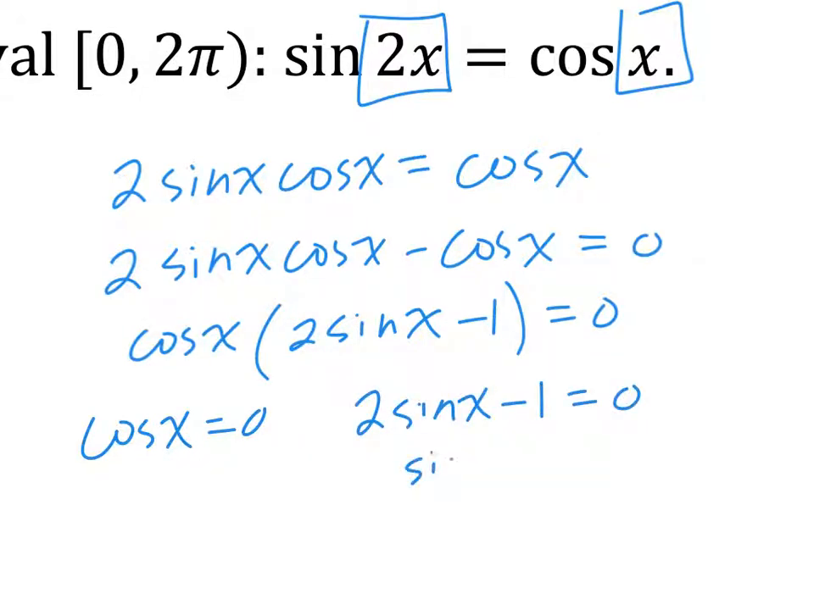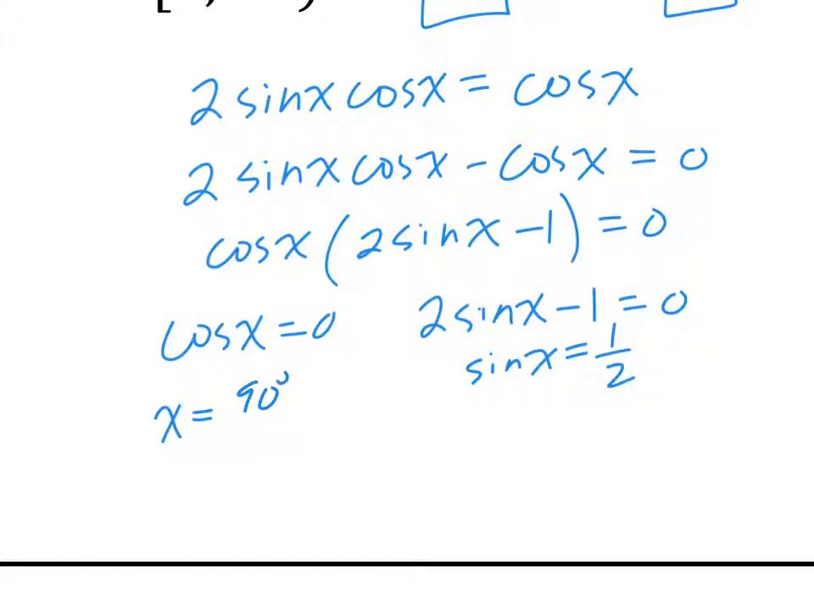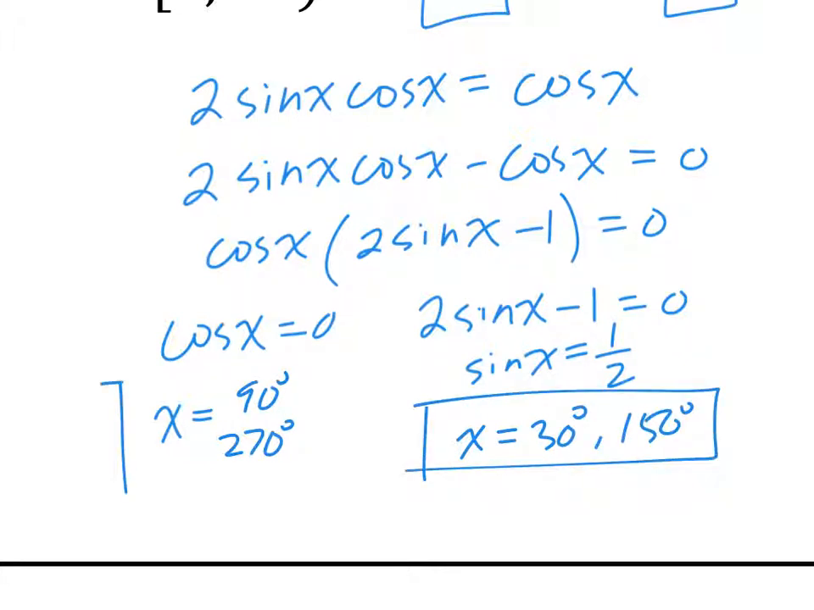So that means sine x is equal to 1/2. So x is equal to 90 degrees and 270 degrees. And then for sine equal 1/2, it's 30 degrees and 150 degrees. They are not asking for all solutions, so that's it. Okay?